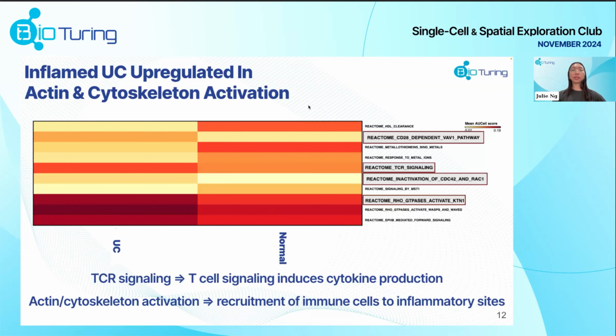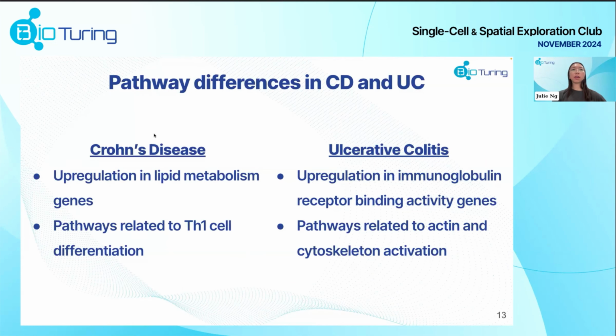Okay, so basically to summarize our findings so far, in Crohn's disease, we see an upregulation in lipid metabolism genes, and we see pathways enriched related to Th1 cell subtype differentiation. Whereas in ulcerative colitis, we see more of an upregulation in immunoglobulin receptor binding activity genes and pathways related to actin and cytoskeleton activation. So already through the pathway differences and the differentially expressed genes, we see these molecular differences between these very similar conditions.